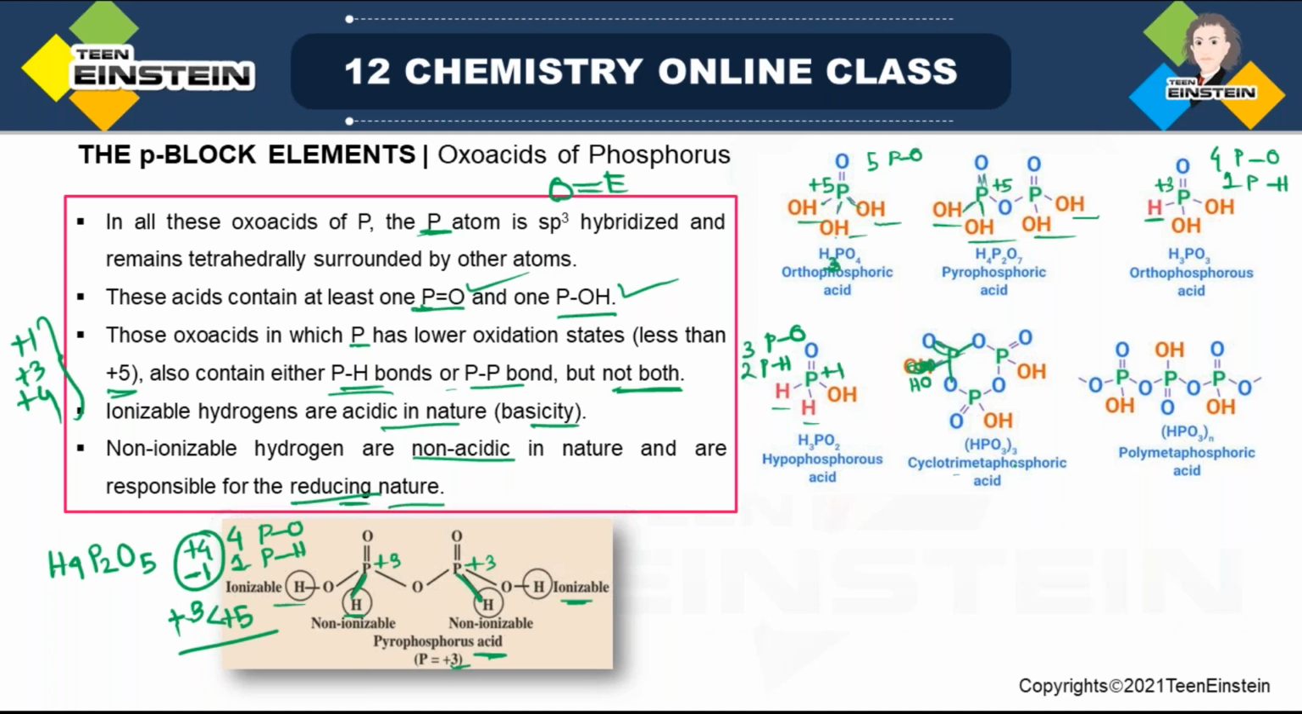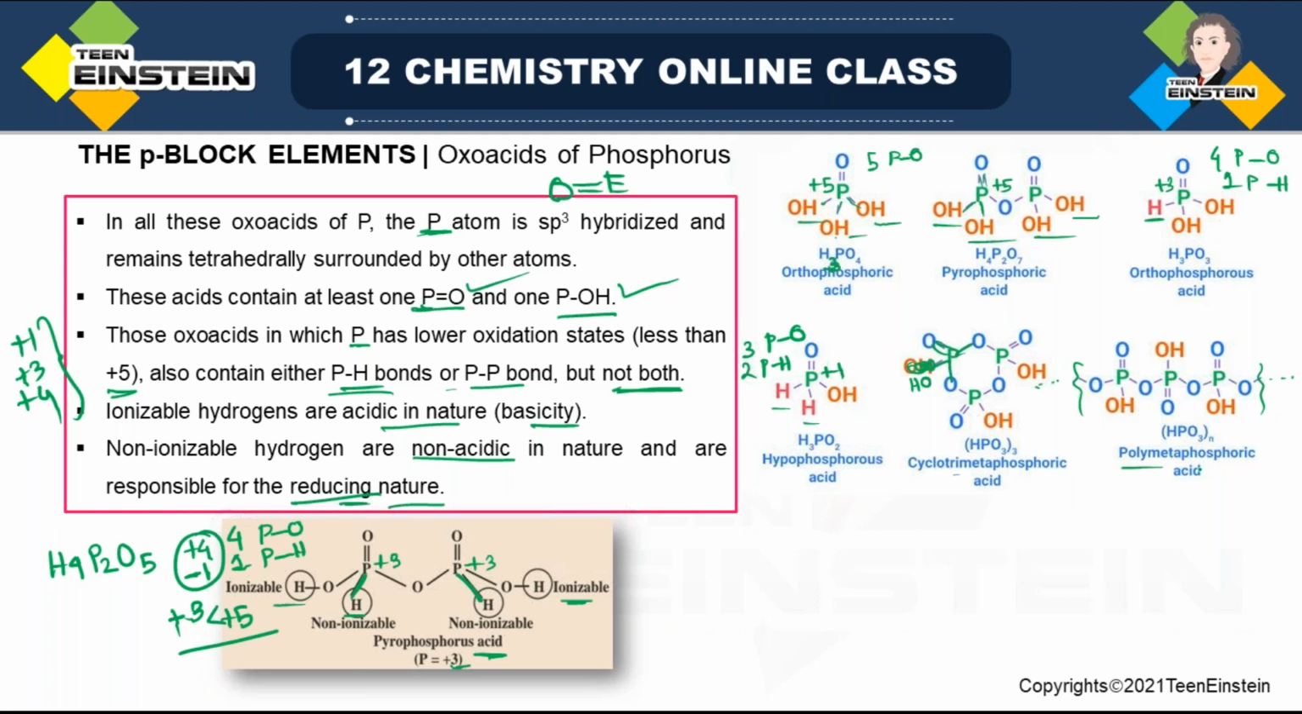And see, we do not have any P-P bond or P-H bond, right? Because the oxidation state is +5. Only when it is lesser than +5, we will get some P-H bond or P-P bond. The next one is polymeric in nature. So that is why, because on both sides the structure will be continued.